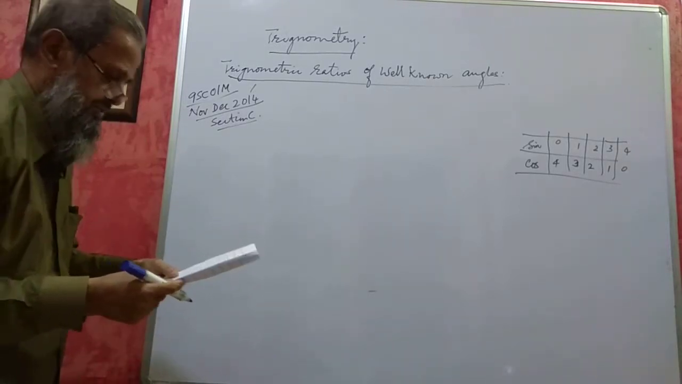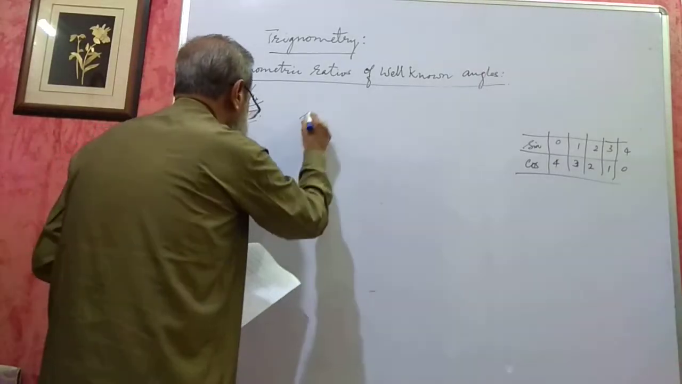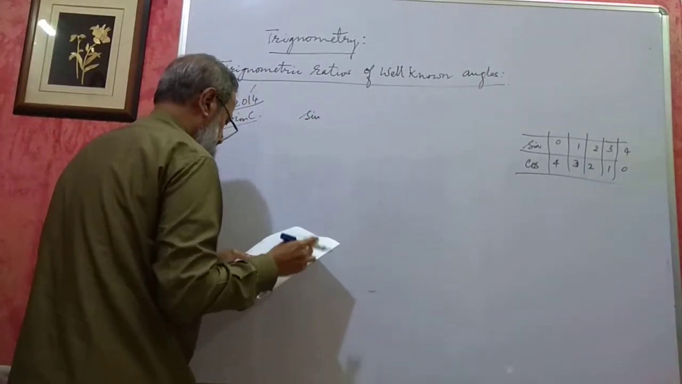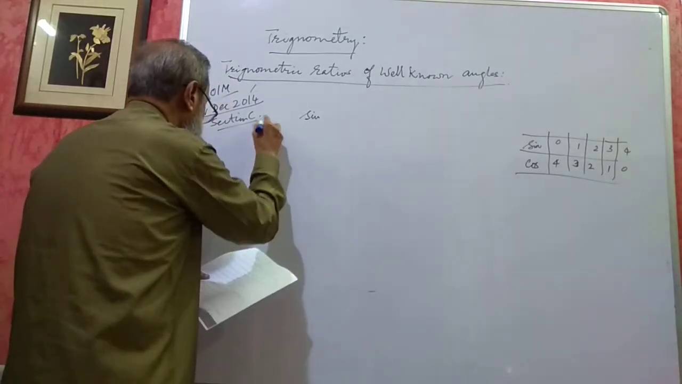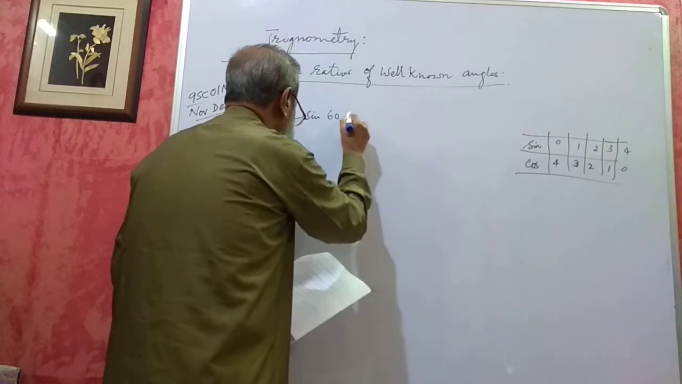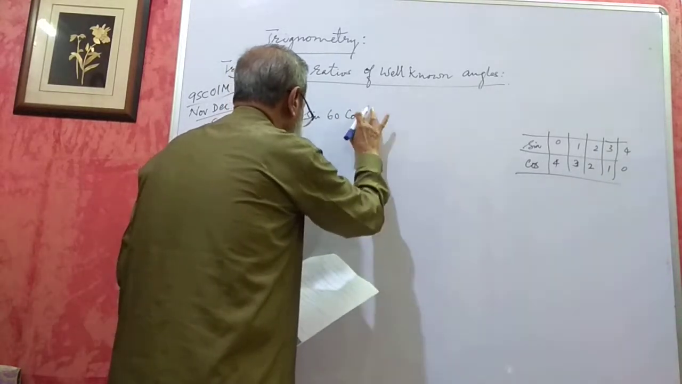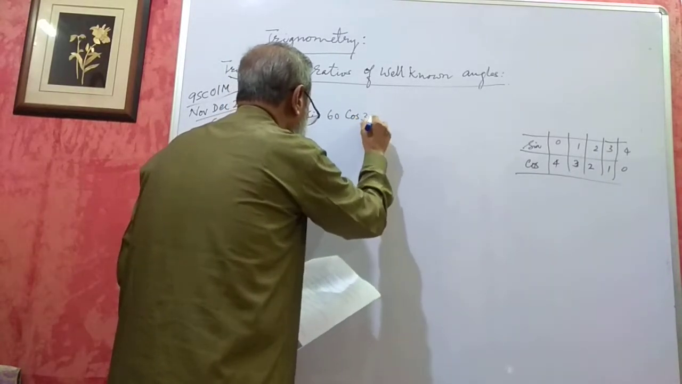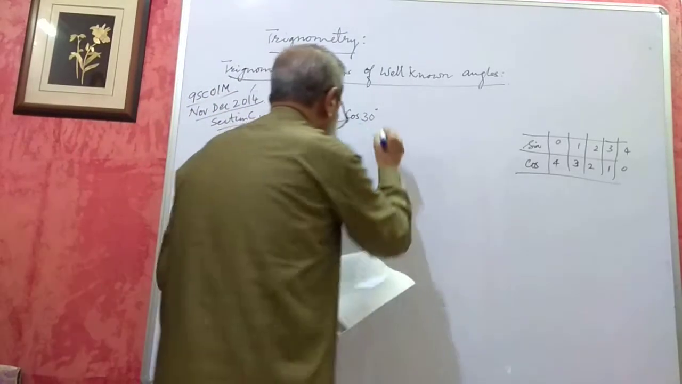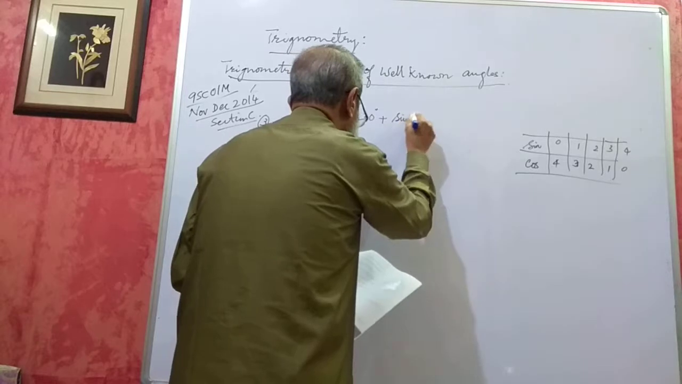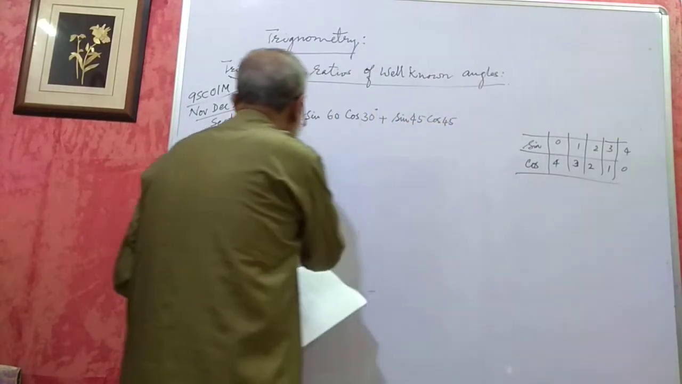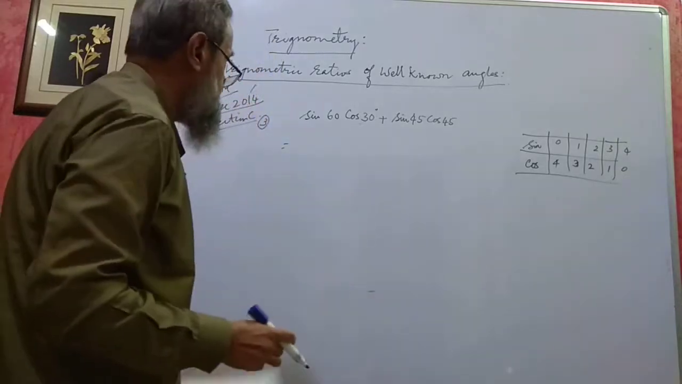Find the value of sine 60 cos 30 degrees plus sine 45 cos 45. This is problem number 3 in Section C. So this value you have to find.